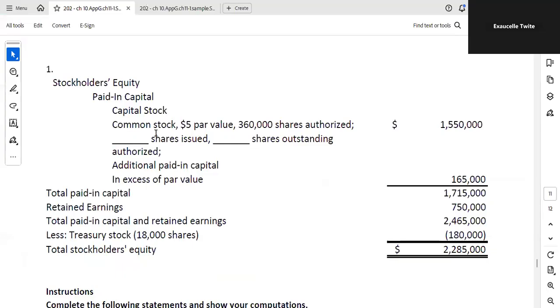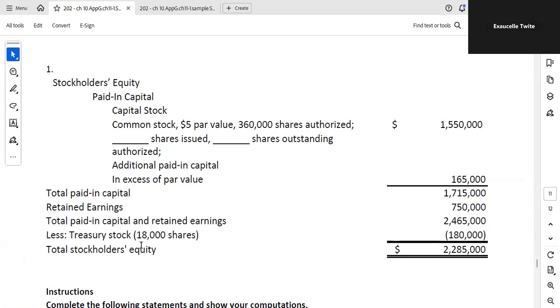So now we know the answer to this. 310,000 were issued. We have retained earnings, total paid in capital and retained earnings. But now we have treasury stock, which means the company has bought back stock from the stockholders. It has not reduced the issued shares. That has reduced the outstanding shares. So on the day they issued those 310,000 shares, they had 310,000 shares issued and they had 310,000 shares outstanding. Now they have 18,000 less outstanding.